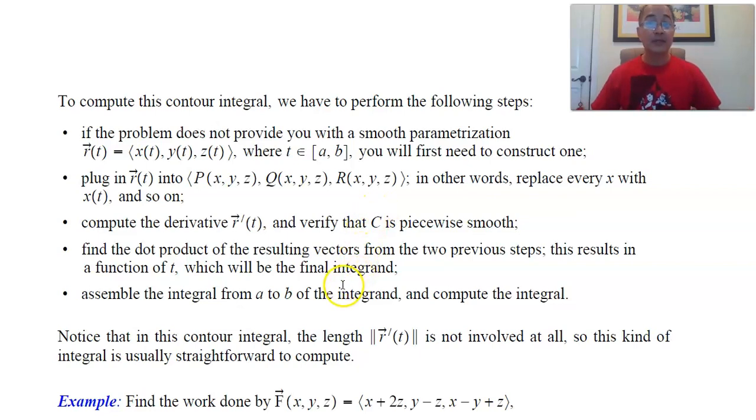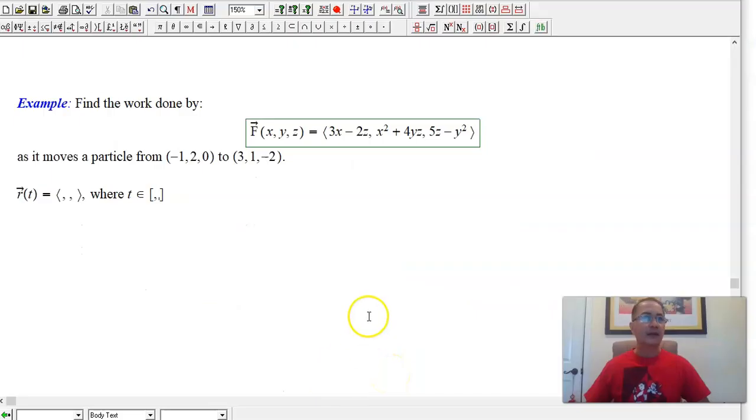Okay, so let's go to our workroom and we will solve an example. All right, how appropriate. We're going to find the work done by this force in our workroom. So we have this force over here. We want to move a particle from this point to this point. Find the work done. So what are the steps? Step one, do we have a parametrization? No, this is empty. We're supposed to find it ourselves.